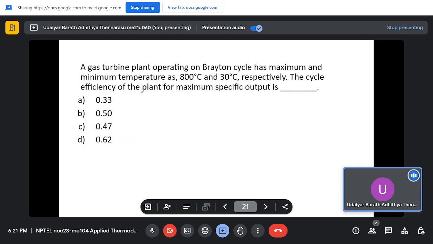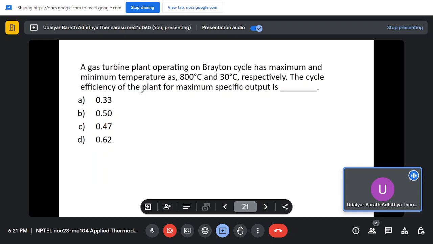So the next question is, a gas turbine plant operating on Brayton cycle has maximum and minimum temperatures of 800 degrees Celsius and 30 degrees Celsius. The cycle efficiency of the plant for maximum specific output is?